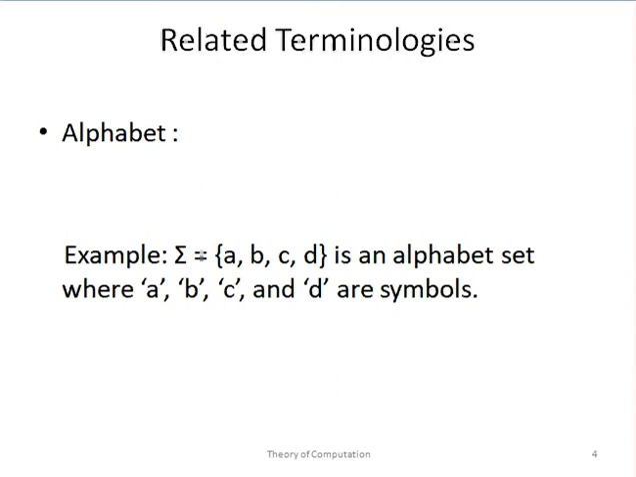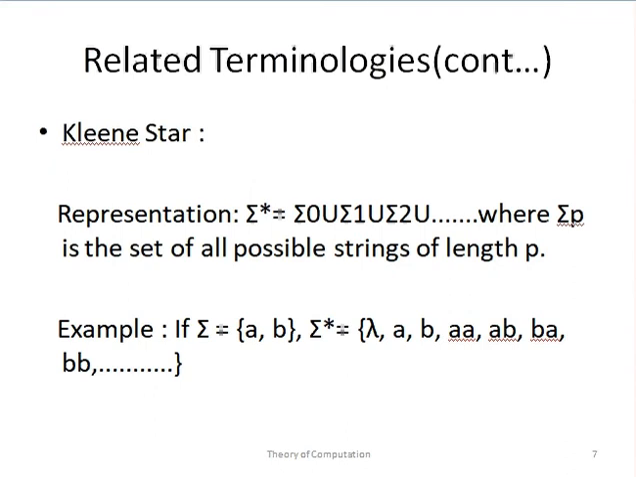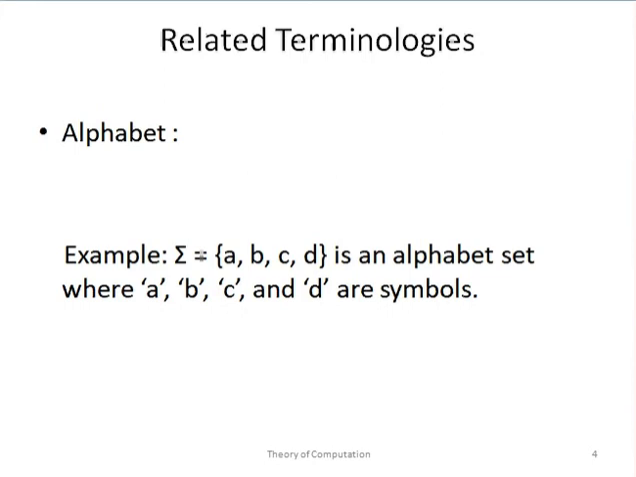The related terminologies are alphabet, string, length of string, Kleene star, and Kleene closure. So, first of all, we will go through alphabet. Alphabet is any finite set of symbols. Here we can understand by the given example. Here the alphabet set has symbols A, B, C, D. So, all these four are symbols.